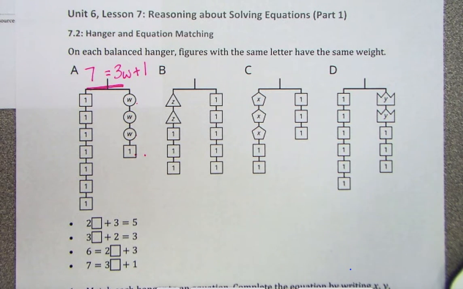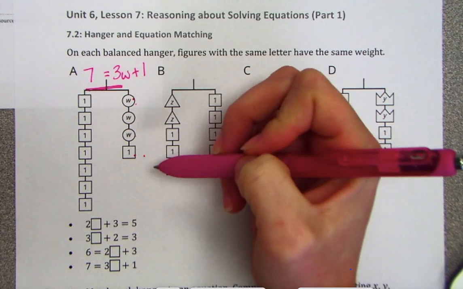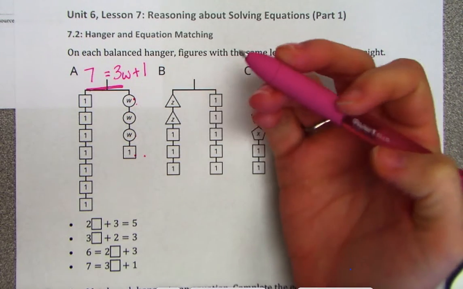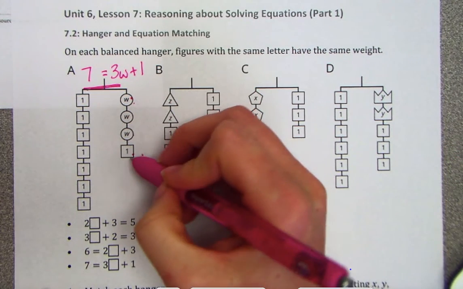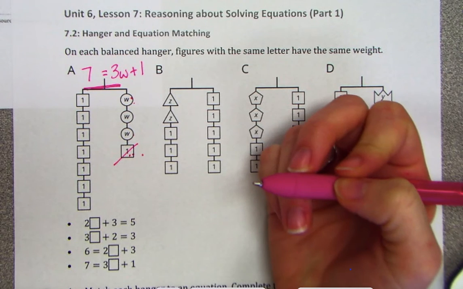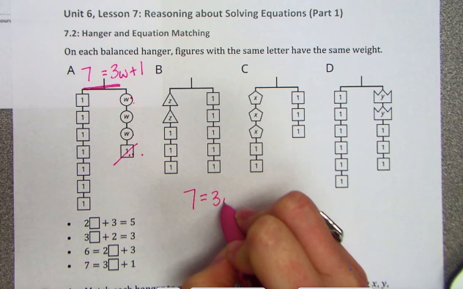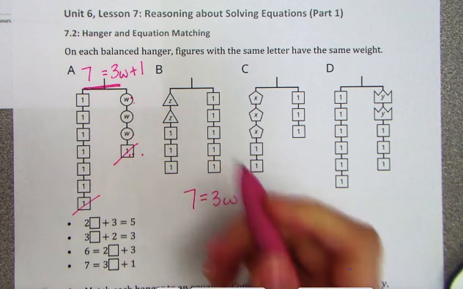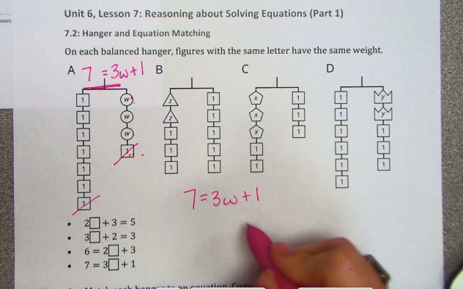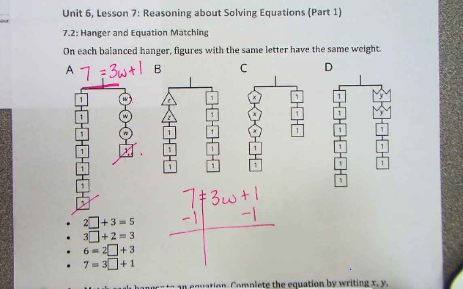Okay, so just like with coins and pouches, I want to know what one pouch equals or what one unknown value is. I want to know what W equals. So just like with coins and pouches, we need to get rid of the extra stuff to isolate our W. So I've got an extra 1 here. I'm going to get rid of it on this side of my hanger. So if I get rid of it on this side to keep it balanced, I also need to take it away here. So just like we did with the coins and pouches, we're going to write our equation.